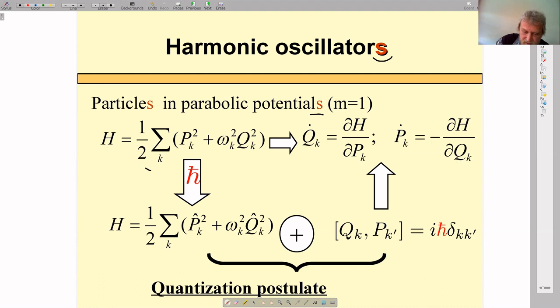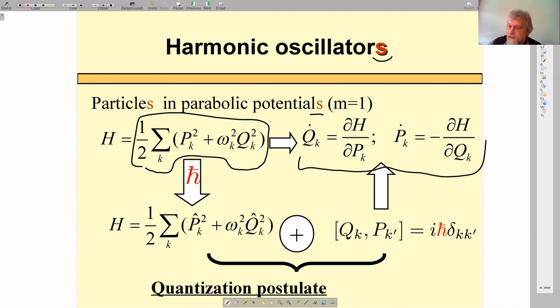Fine. So the Hamiltonian would be just the sum of single oscillator Hamiltonians. The equations of motion we get from this Hamiltonian are still linear and don't have cross terms. There are independent equations for each individual oscillator. Fine.